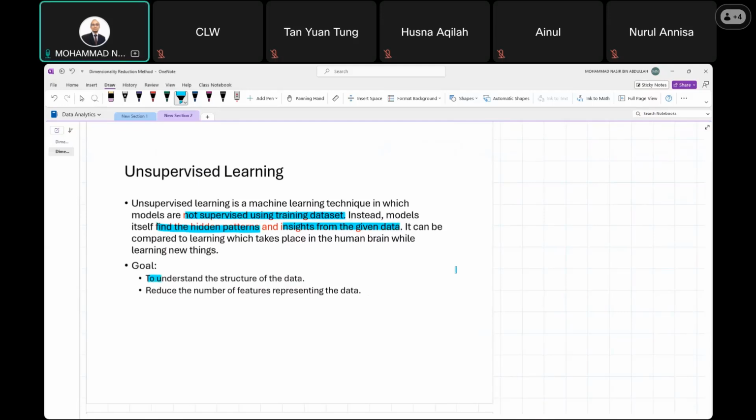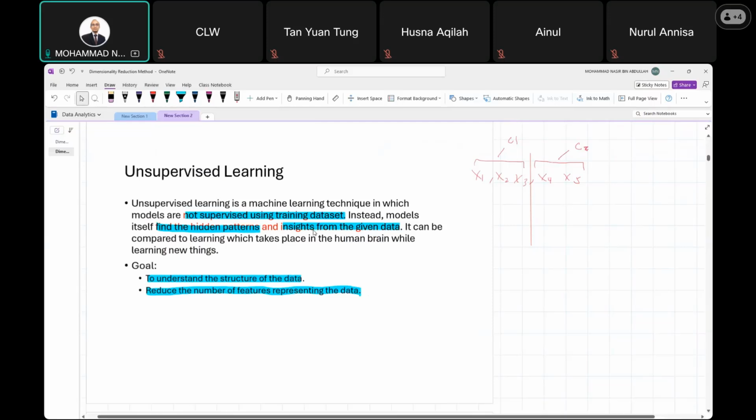The goal for unsupervised learning is to understand the structure of the data, and we also want to reduce the number of features representing the data. So let's say we have x1, x2, x3, x4, and x5. We want to reduce these 5 independent variables into certain categories, and for example, x1 until x3 become component number 1, x4 and x5 become component number 2. So we want to reduce from 5 independent variables to 2 components only, right? So this is the objective that we want to look into in unsupervised learning dimensionality reduction.